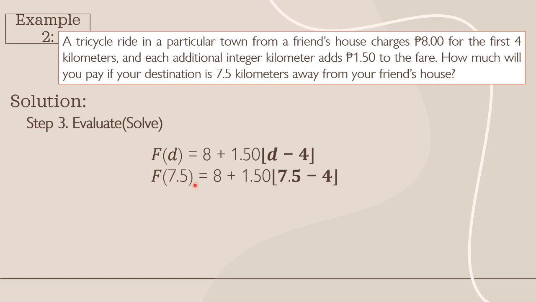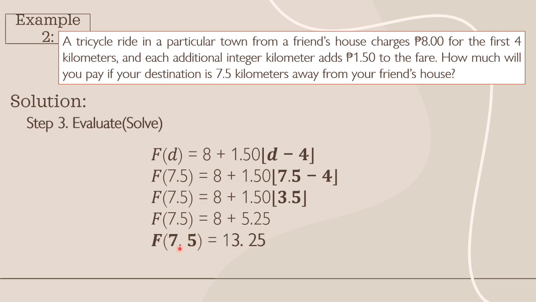We have f of 7.5 is equal to 8 plus 1.50 times the quantity of 7.5 minus 4. Next, 7.5 minus 4 is 3.5. Then 1.50 times 3.5 is 5.25, plus 8. So we get f of 7.5 is equal to 13.25. Therefore, we are going to pay 13 pesos and 25 centavos for 7.5 kilometers.